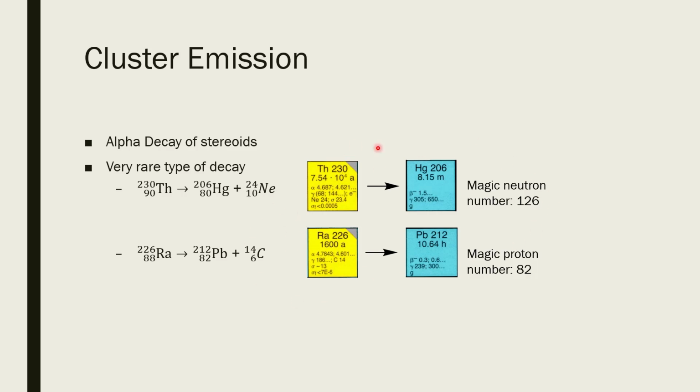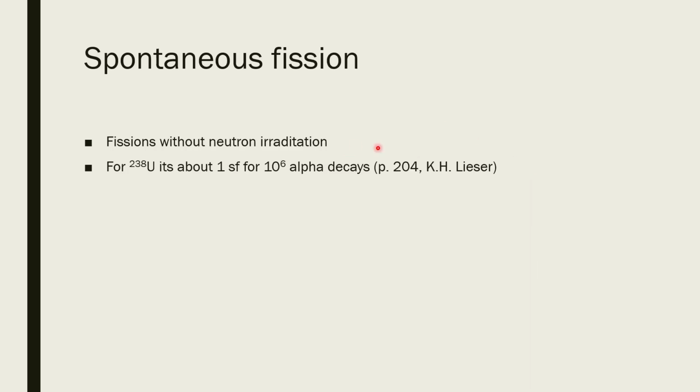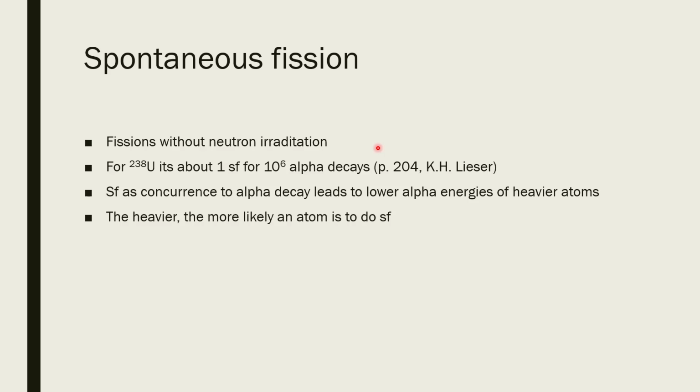When we are talking about very heavy elements, we get to a point where they are so heavy that spontaneous fission can occur. Spontaneous fission is quite rare for uranium-238. One spontaneous fission for every million alpha decays, according to Karl-Heinrich Lieser, and spontaneous fission is a concurrence decay to the alpha decay, which leads to lower alpha energies than some might expect, because you would expect, okay, we have a bigger atom that decays faster, and according to the Geiger-Nuttall rule, we would expect a very high alpha energy. But when we are talking about very heavy elements, spontaneous fission becomes more and more pronounced. Therefore, it is a concurrence pathway to the alpha decay.